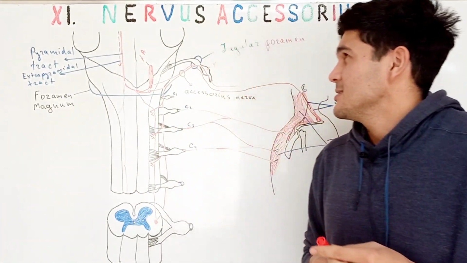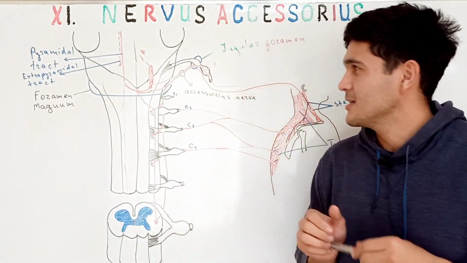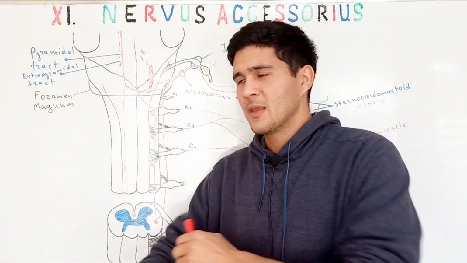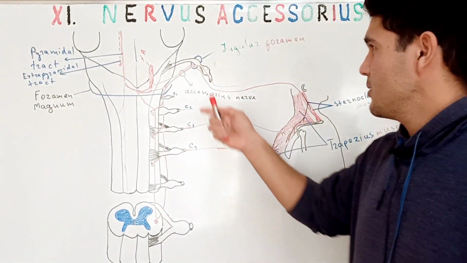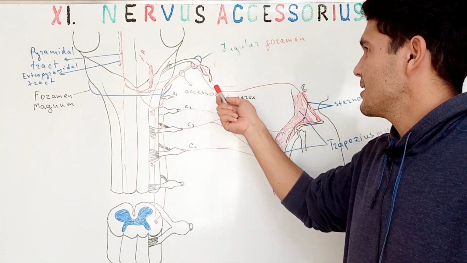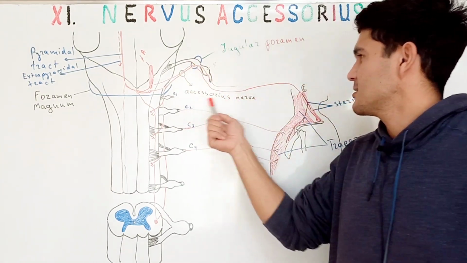And the nervus accessorius is the 11th cranial nerve, and it's a pure motor nerve. Okay, it consists of two fibers. One fiber is connected with the nervus vagus, and the second one is the pure accessory nerve.